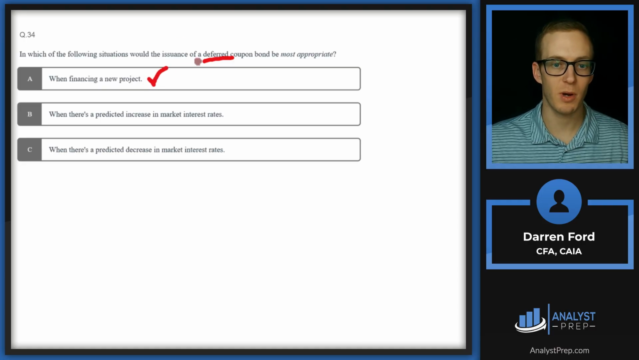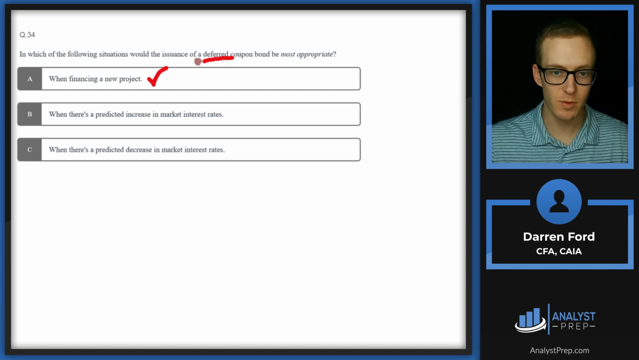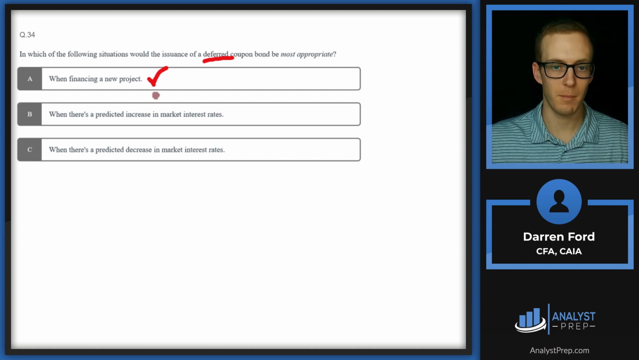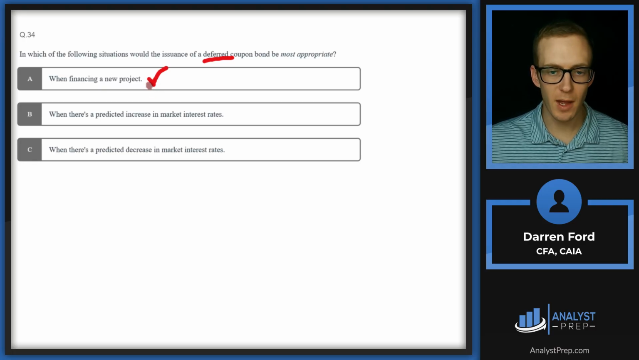If we're financing a new project, that new project might not have cash flows currently. We may have a certain build-out phase based on the initial investment. So the deferred coupon would better line up with the future cash flows that are expected from that project. So I think A sounds like a good answer so far.